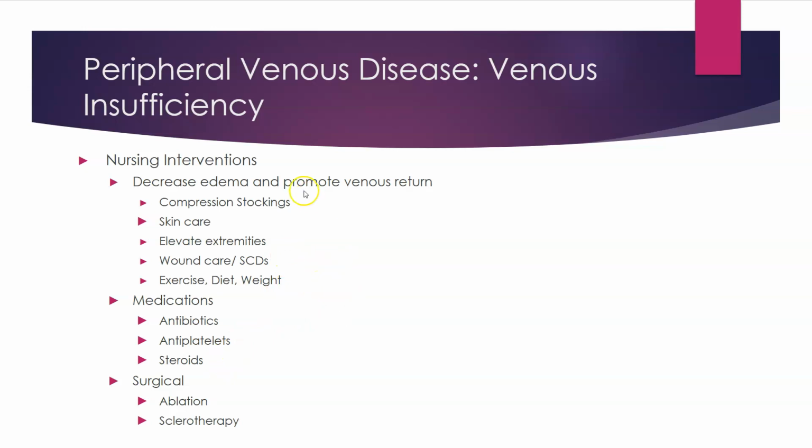Antiplatelets to try and break up any clots in there and get good perfusion, and steroids to try and decrease any inflammation. Surgically, we can do ablation, so we can destroy some of these, and we can use sclerotherapy, trying to narrow down some of this vasculature.